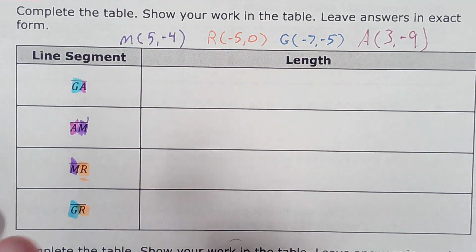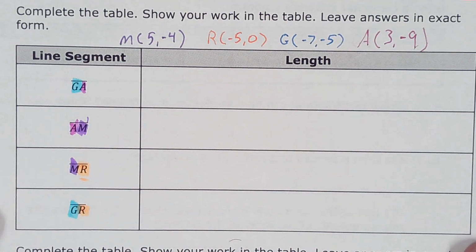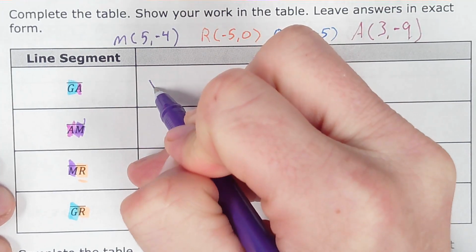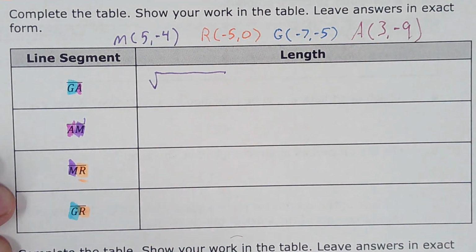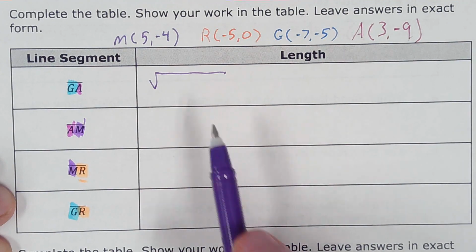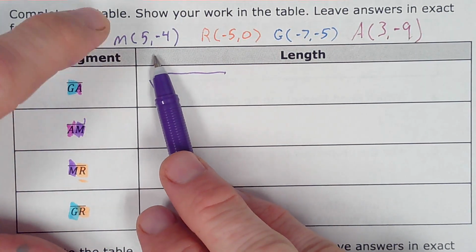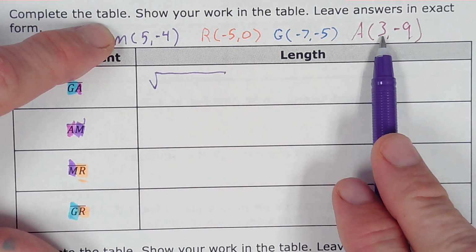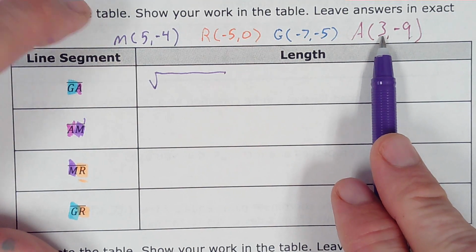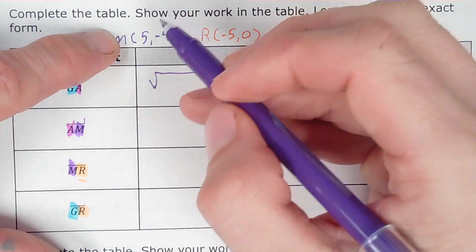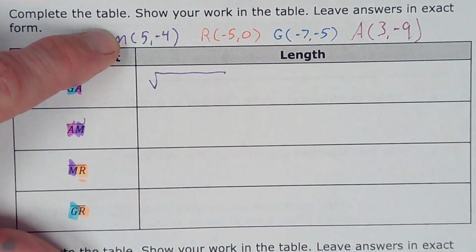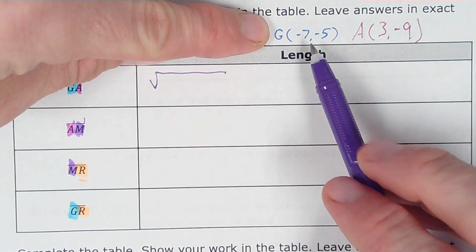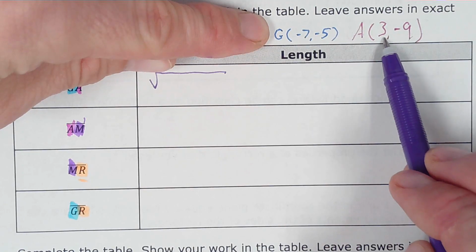As always, we just use the Pythagorean theorem, assuming that this is the hypotenuse of a triangle that we could figure out. So I'm going to take the square root of the change in x squared plus the change in y squared. So G and A. My G value is going to be 5 and 3. So the difference between 5 and 3 is 2. Then G and A, the difference in negative 7 and 3.